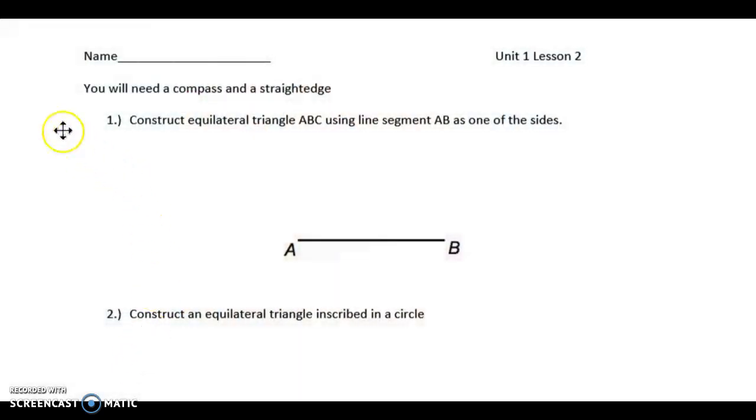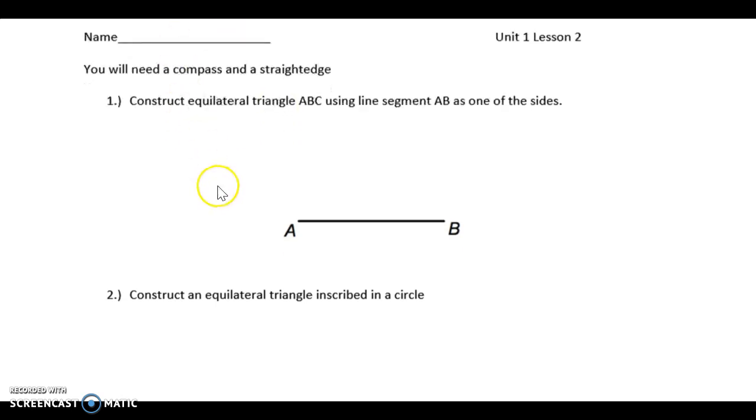So here we go. Question 1 says construct an equilateral triangle ABC using segment AB as one of the sides. We did that in class today, so you should be pretty well versed in that. I'm assuming you know how to do that, so I'm going to skip down to question number 2.